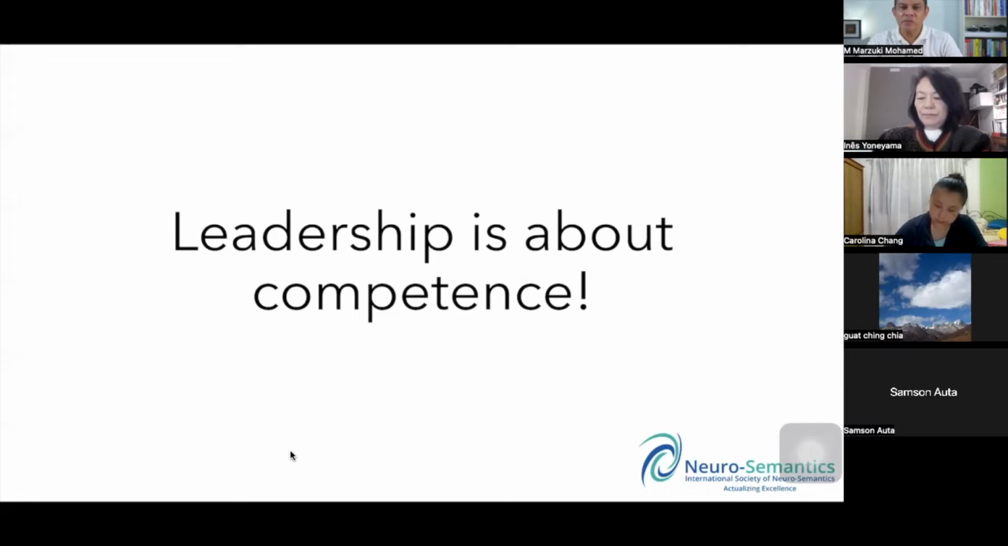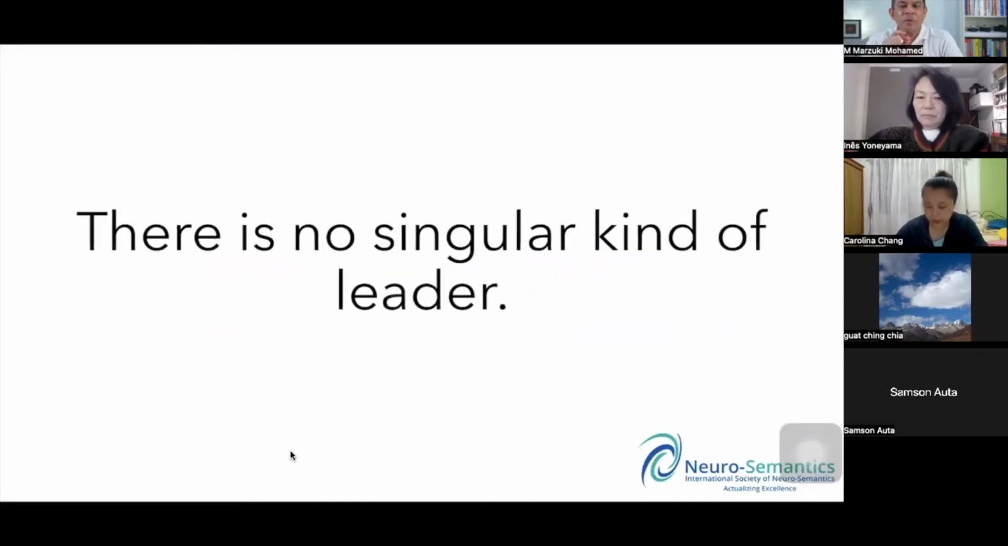The first task is to find the right situation for your interests, passions, skills, and aptitudes. So what I would like to do is to end this particular point with this statement, that there is no singular kind of leader. Instead, there are many kinds. It depends on the situation, the context, the level, the area, the function.